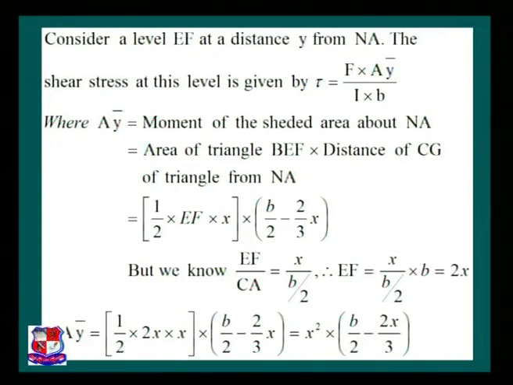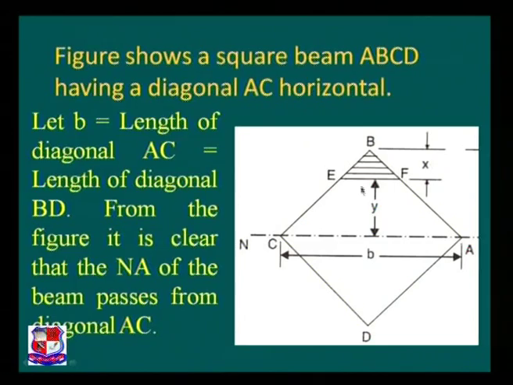Now consider a level EF at a distance y from the neutral axis. Please refer to the figure. We are considering one layer EF at distance y from the neutral axis, or this diagonal AC. Why have we taken this layer? Because we know the fundamental equation, that is tau is equal to FA y bar by IB. Using this equation, our intention is to plot the shear stress distribution diagram along this section.